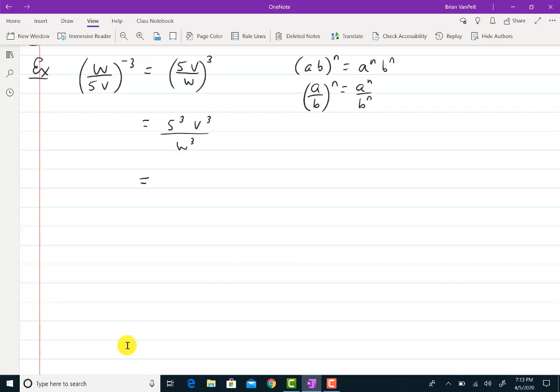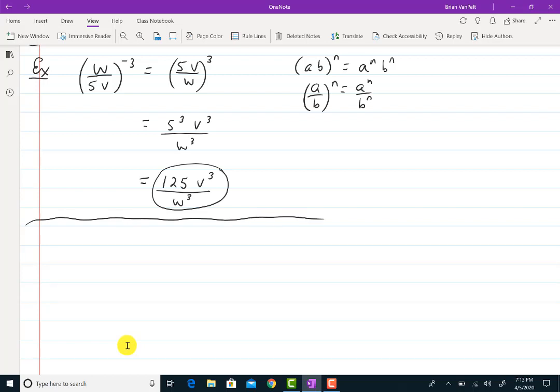5 to the 3rd is equal to 125. And you can't put anything else for the letters because we don't know what they are, so I can't evaluate them. I'll just have to leave them like that. That's a w raised to the 3rd power. So more complications. Let's see what we have next.